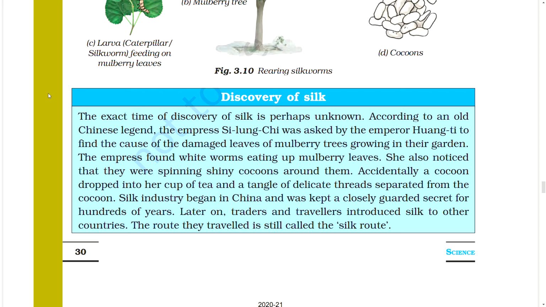Silk industry began in China and was kept a closely guarded secret for hundreds of years. Later on, traders and travelers introduced silk to other countries.